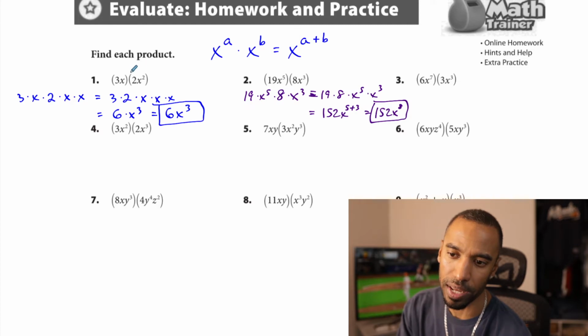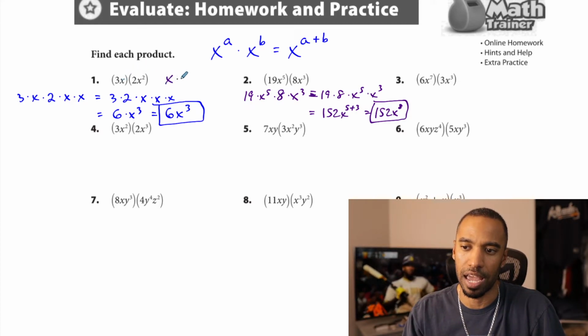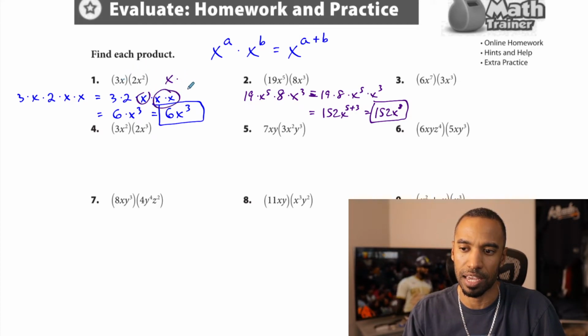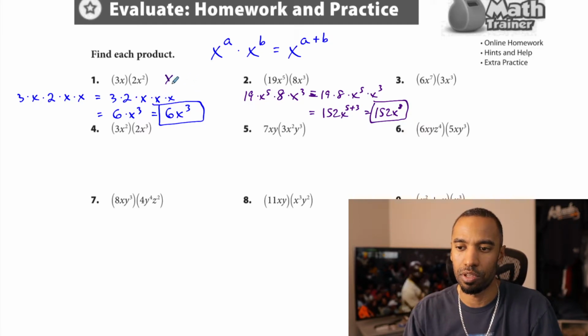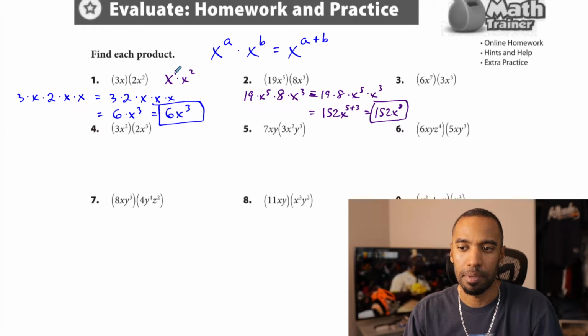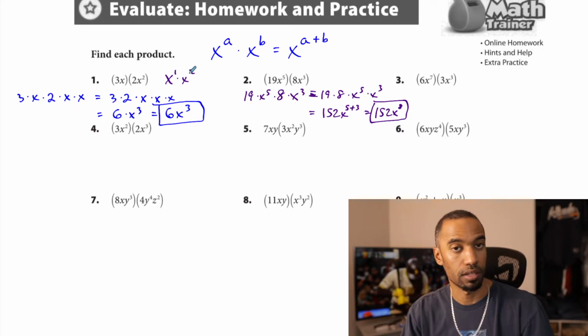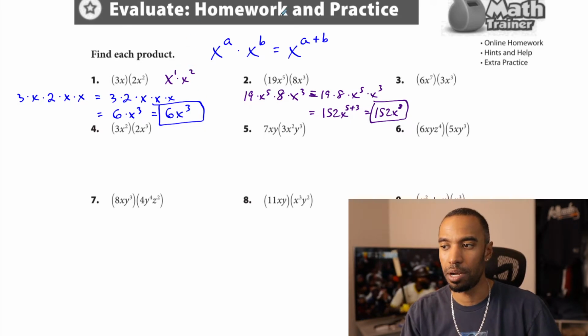Now, why was this x cubed when I did x times x squared? That was x times x squared. Because x is to the first power and the x squared is to the second power, that becomes 1 plus 2, which is 3. There's that result.